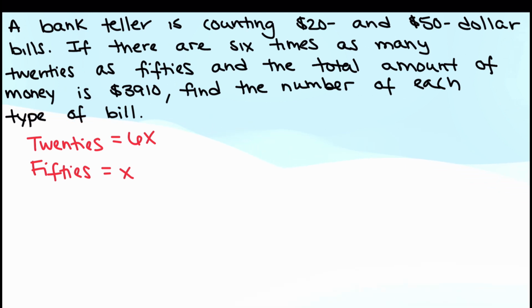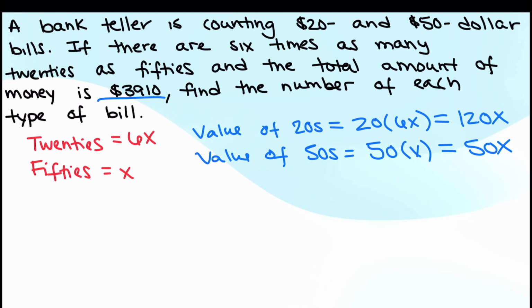The other information I'm given is the total value of the money. So what is the value of my 20s and my 50s? Well, each $20 bill is worth $20. So if I have 6x 20s, I can take 20 times 6x, which is 120x. So the total value of my 20s is 120x.